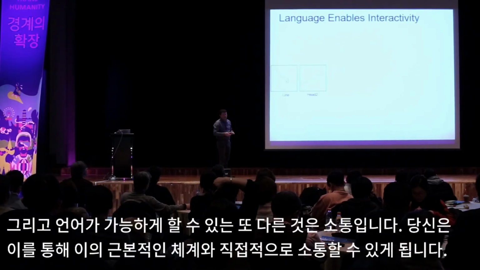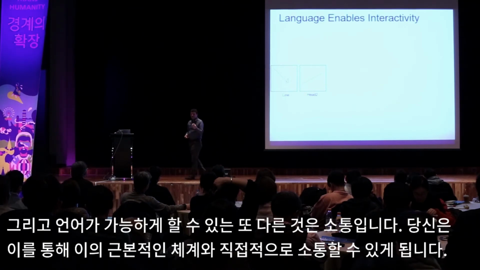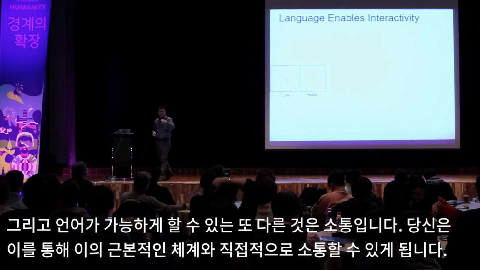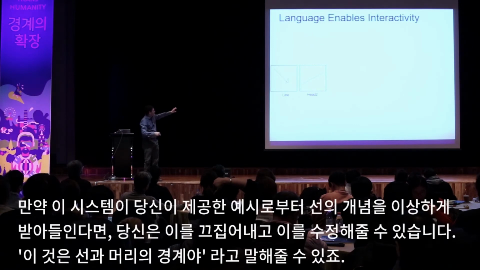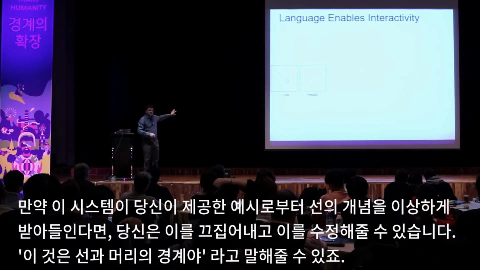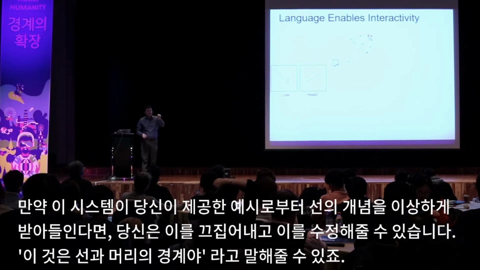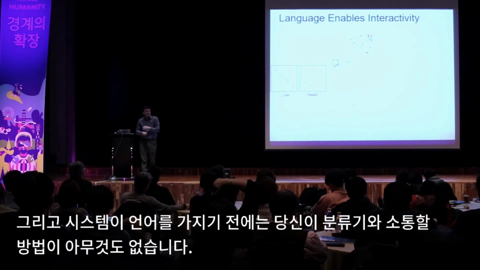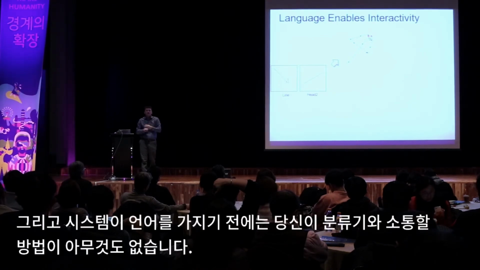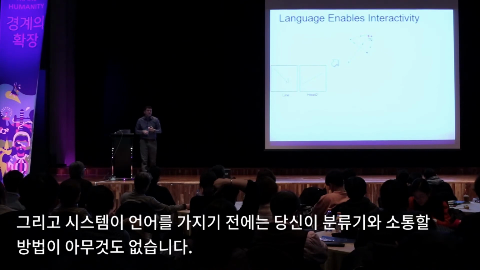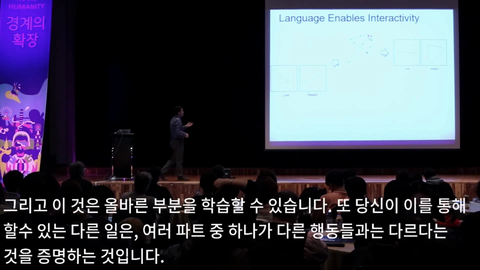Now, the other thing that the language enables is interactivity. Right? So you can actually directly interact with its underlying representation. So if it learns this weird notion of a line from the examples that you gave it, you can take it and correct it and say, this is the boundary between a line and a head. Right here. And prior to having the language, you didn't have any way to communicate that to the classifier. And so it can learn the right parts.